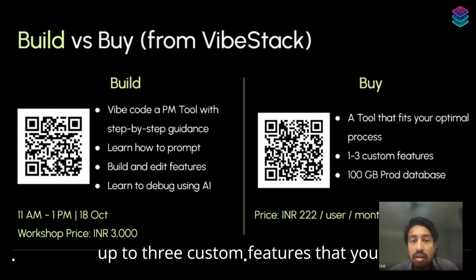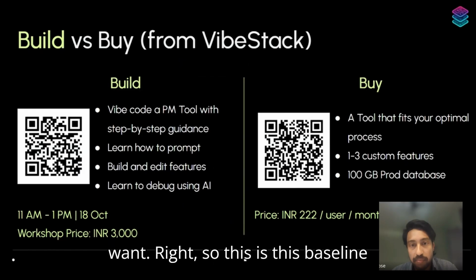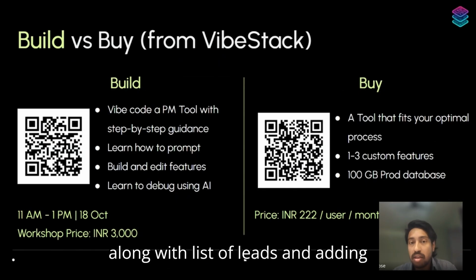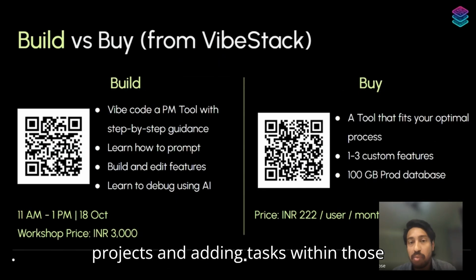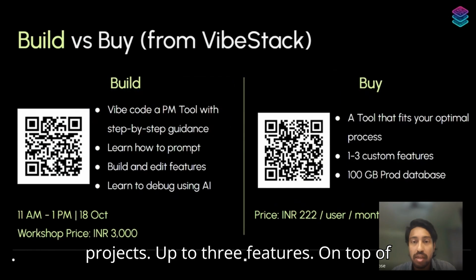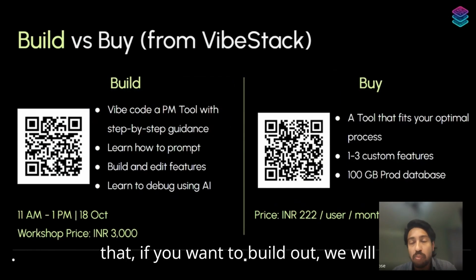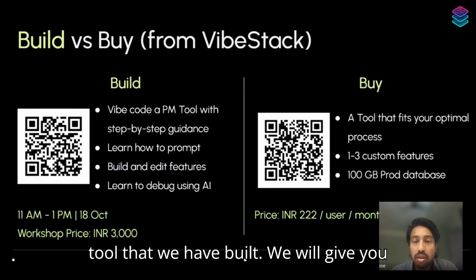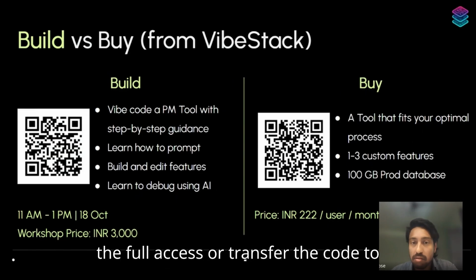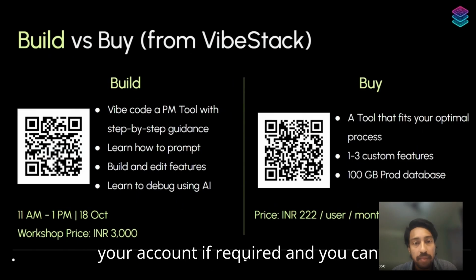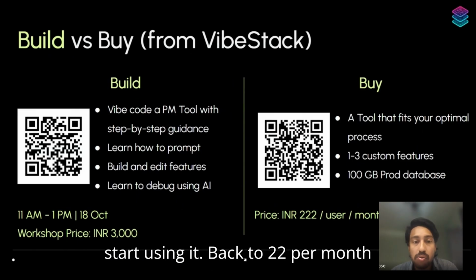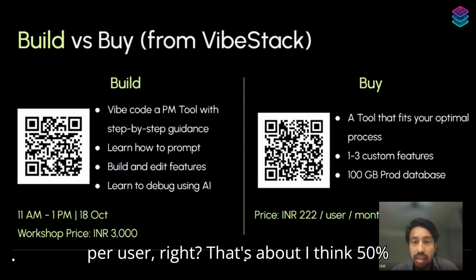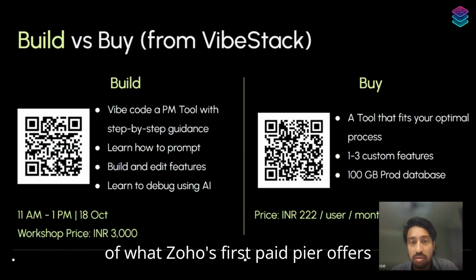And we'll also build up to 3 custom features that you want. So this is the baseline Kanban and list view, along with, let's say, leads and adding projects and adding tasks within those projects. Up to 3 features on top of that, if you want to build out, we will build them for you, and you can use the tool that we have built. We will give you the full access, transfer the code to your account if required, and you can start using it at $222 per month per user. That's about, I think, 50% of what Zoho's first paid tier offers you.